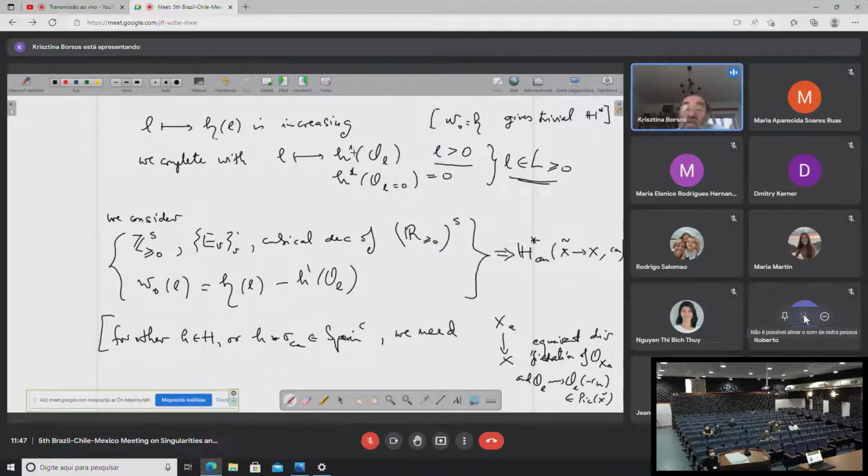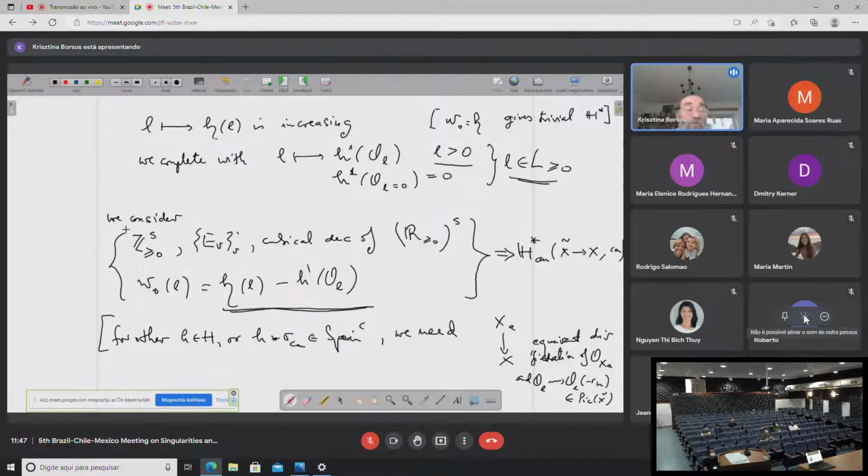That is also an increasing function. H^1 of O_L is increasing, but actually it stabilizes: when L is sufficiently large, then that is exactly p_g. So that is also related with the geometric genus, and it's a nice analytic invariant. And what we do, we consider the difference. So that is the analytic weight function.